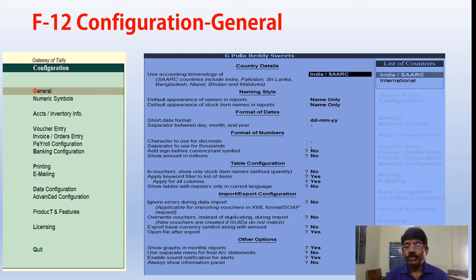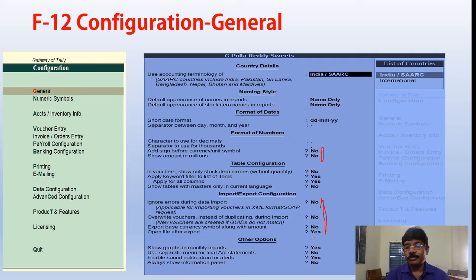And add sign before symbol. This will be available in opening company also. And show amount in millions. Here it is selected no. If we wish, we can select yes here. Table configuration. Okay, import and export configuration. Ignore errors during data import: whenever I am importing the data or restoring the data, if any errors are there, it will ask me to verify. And export base currency symbol along with the amount.